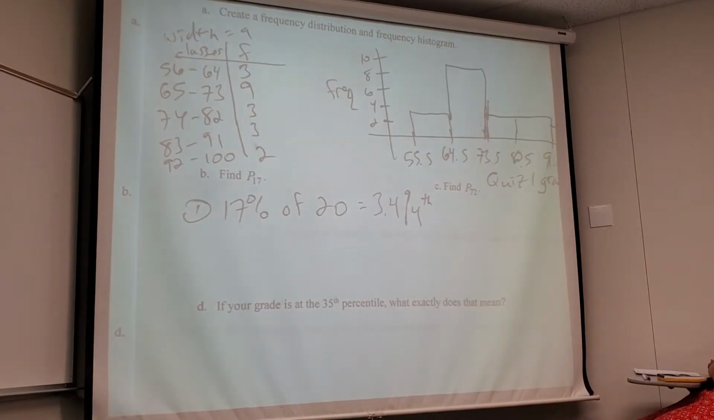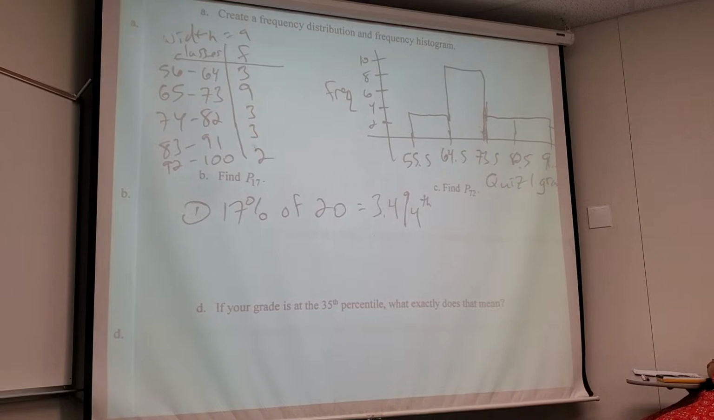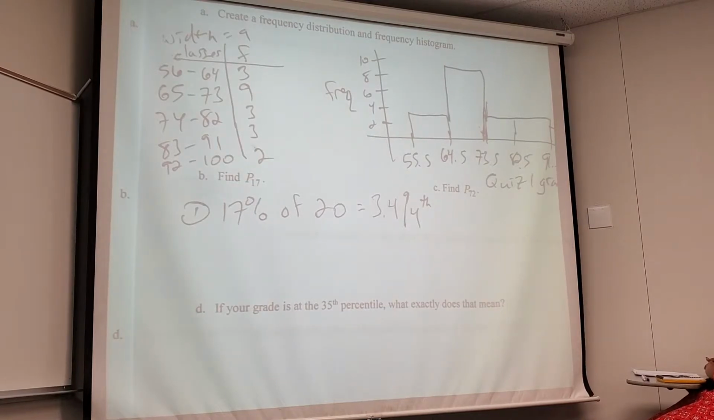So let me see. If you do the third data point, how many data points are below it? There are 2 data points below it, right? 2 out of 20 is 10%. If I do the fourth data point, there are 3. What's 3 out of 20? 15%. Which one's closer to 17%? This one. But I'm confused that it's still not 17. So that doesn't matter at all?